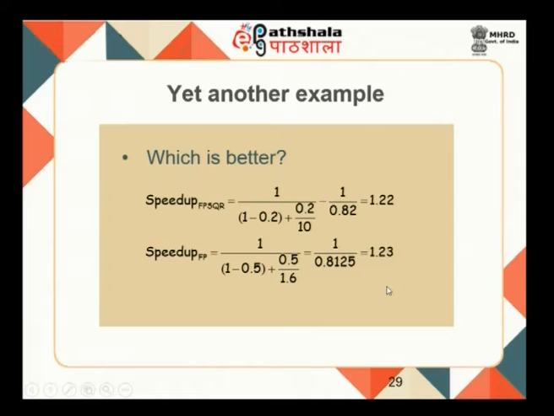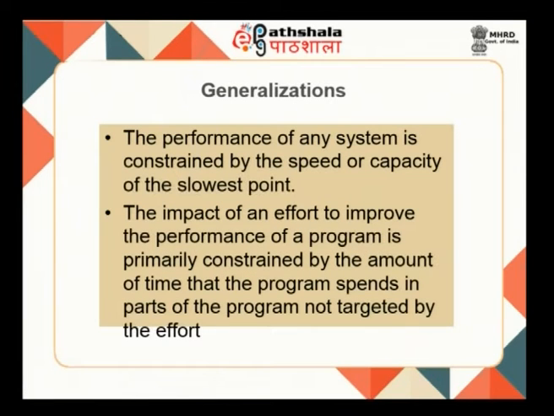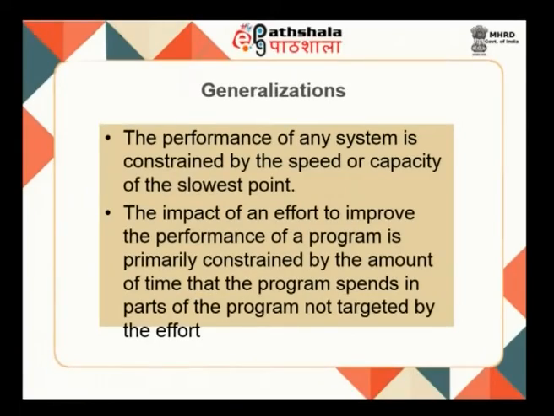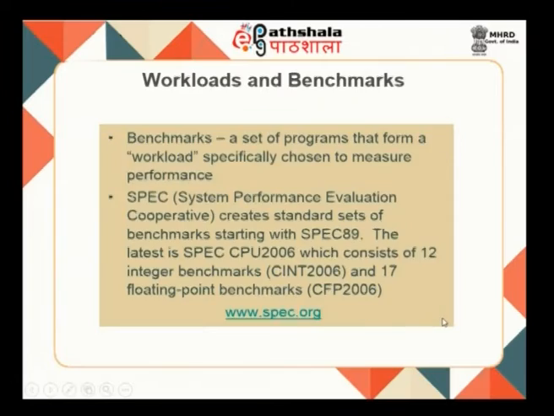So, this helps you take a design decision. If you have to generalize this, the performance of any system is constrained by the speed or capacity of the slowest point. Even if you make the speed up 100 times, you have a small portion which is not going to make use of this speed up at all. That is going to decide the overall performance of the system, and the impact of an effort to improve the performance of a program is primarily constrained by the amount of time that the program spends in parts of the program not targeted by the effort.